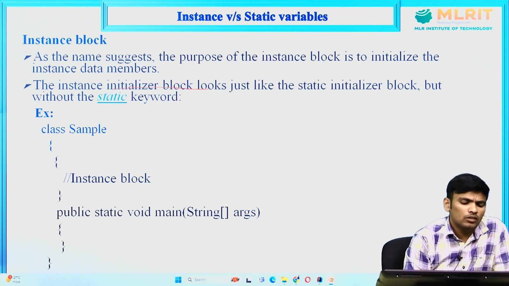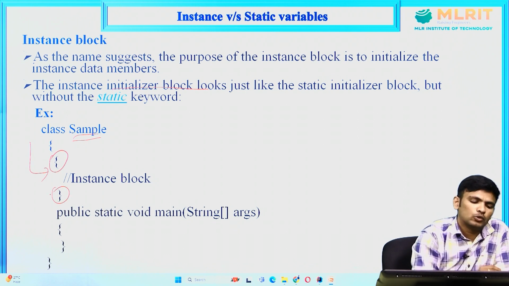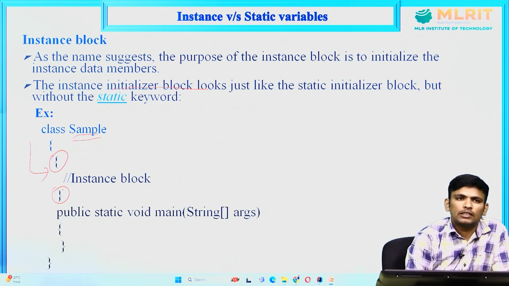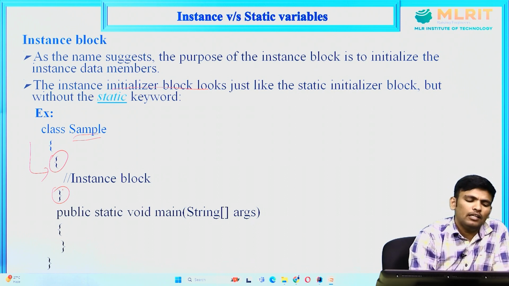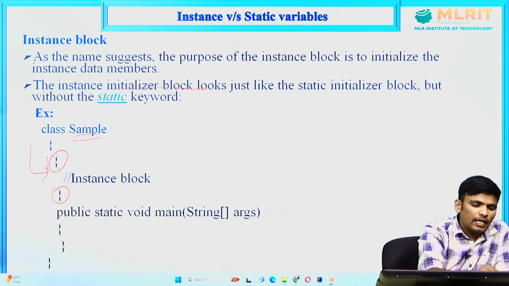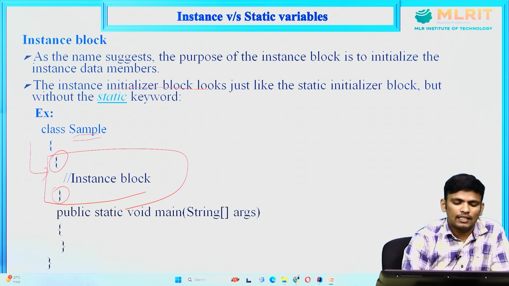Okay, suppose you take an example. Here I have a class and the class has one instance block. Here I open and here I close, so open brace and closed brace collectively are called a block, and without the static keyword, it is an instance block. Without the static keyword, obviously it becomes an instance block. So this area is called the instance area or instance block.